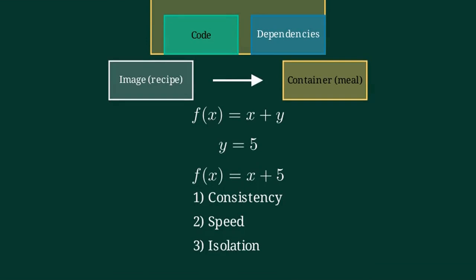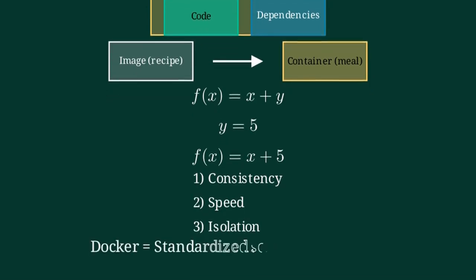It runs the same on one computer or 1,000 computers. Containers start fast, and if one crashes, others keep running. That is the core idea of Docker, a standardized container that carries everything your program needs, so it works anywhere, every time.